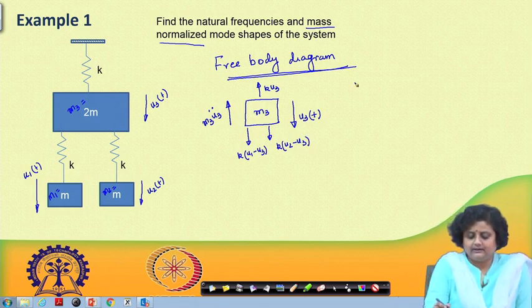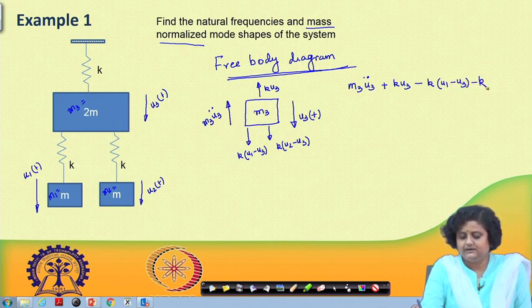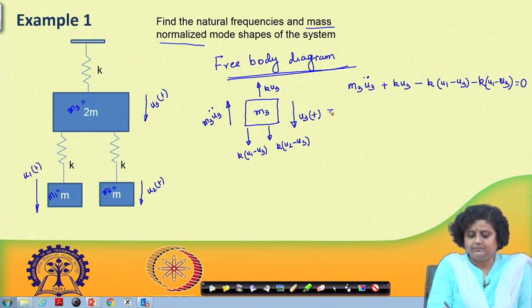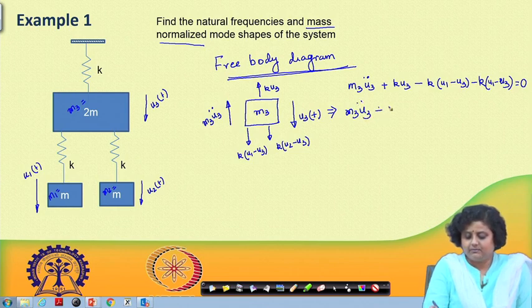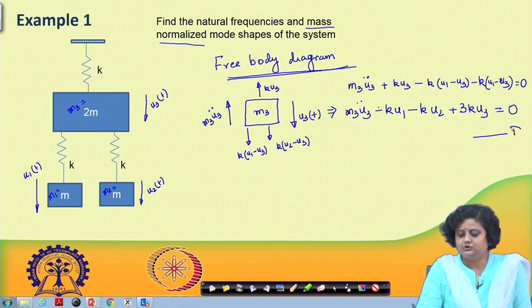If I write down the force balance equation for mass m3, I will have m3 u3 double dot plus k u3 minus k into u1 minus u3, and then minus k into u2 minus u3, and that is equal to 0. If I simplify this, I will have m3 u3 double dot minus k u1 minus k u2 plus 3k u3 equals 0. This is my equation of motion 1.